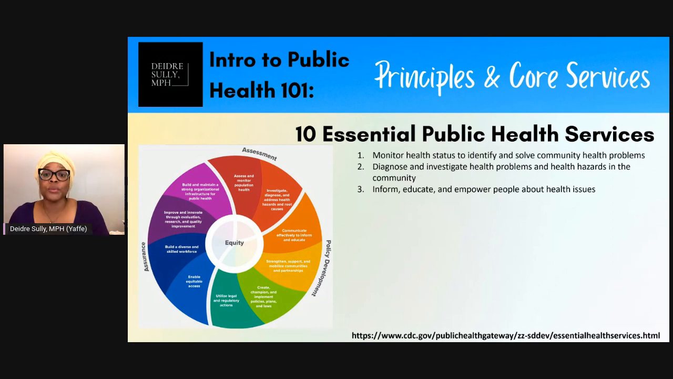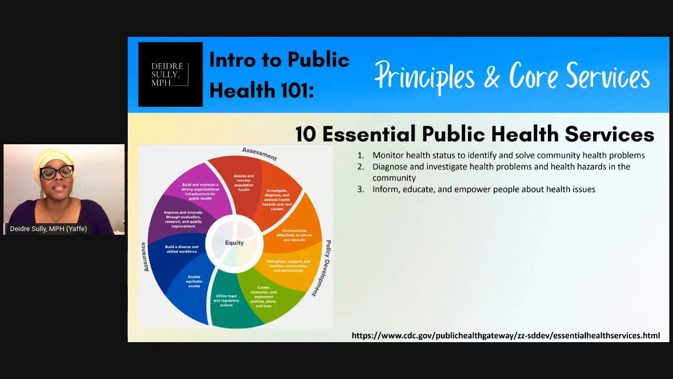Now we move on to the second core area, policy development. There are four services here: 3 through 6. We're having trouble with the math here, 3, 4, 5, 6. Services 3 through 6 all fall under policy development. So, number 3, informing, educating, and empowering people about health issues. This is public health promotion. Advocacy is in there too, but definitely public health promotion. This is raising awareness and using communications to make sure you're reaching the widest audience possible.